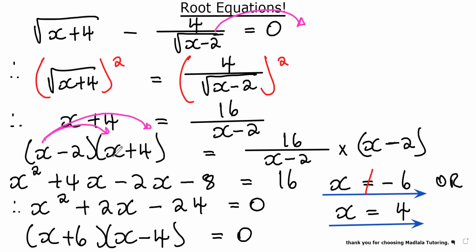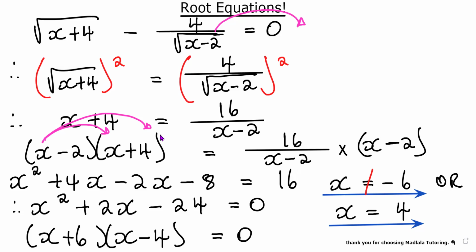X by x squared, yes. X by 4, positive 4x. Negative 2x, negative 8. That's true. And this is equal to 16. Okay. Then what? Yes, it's really 16 on the right-hand side.